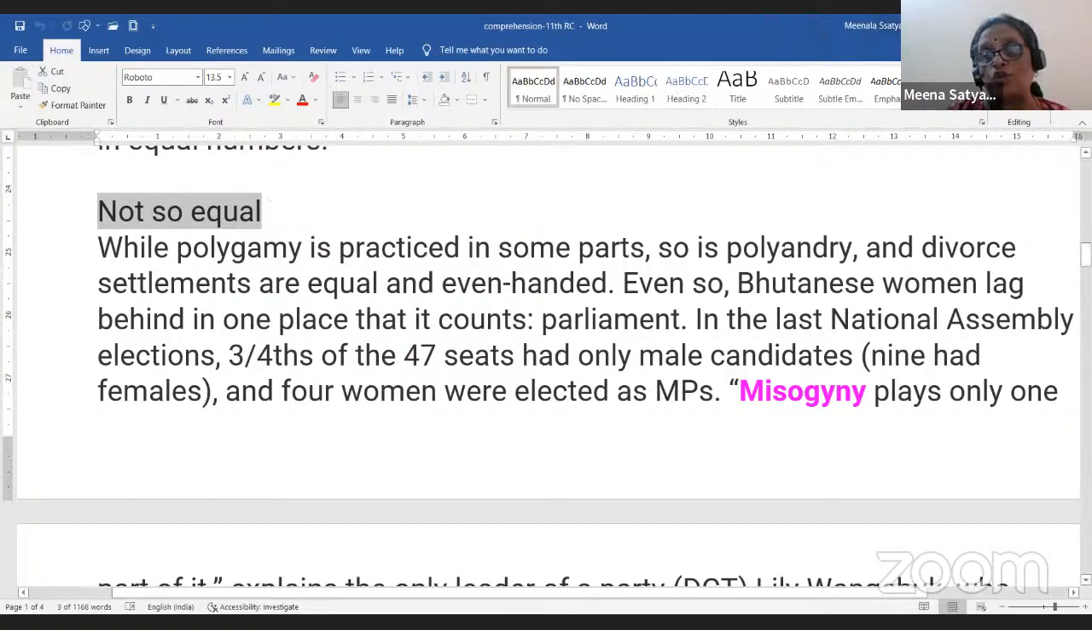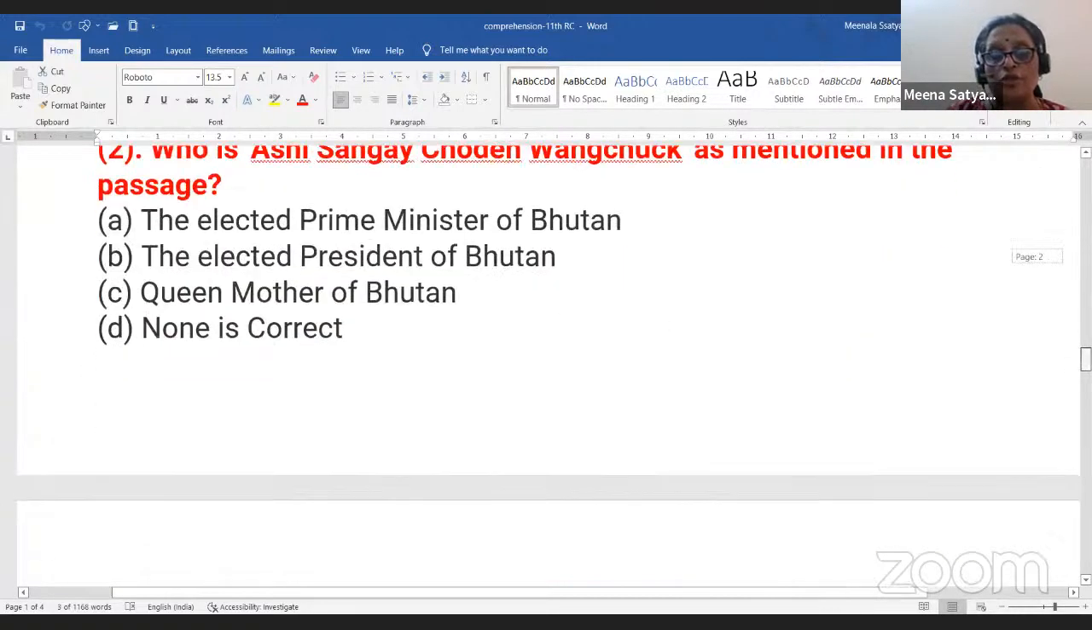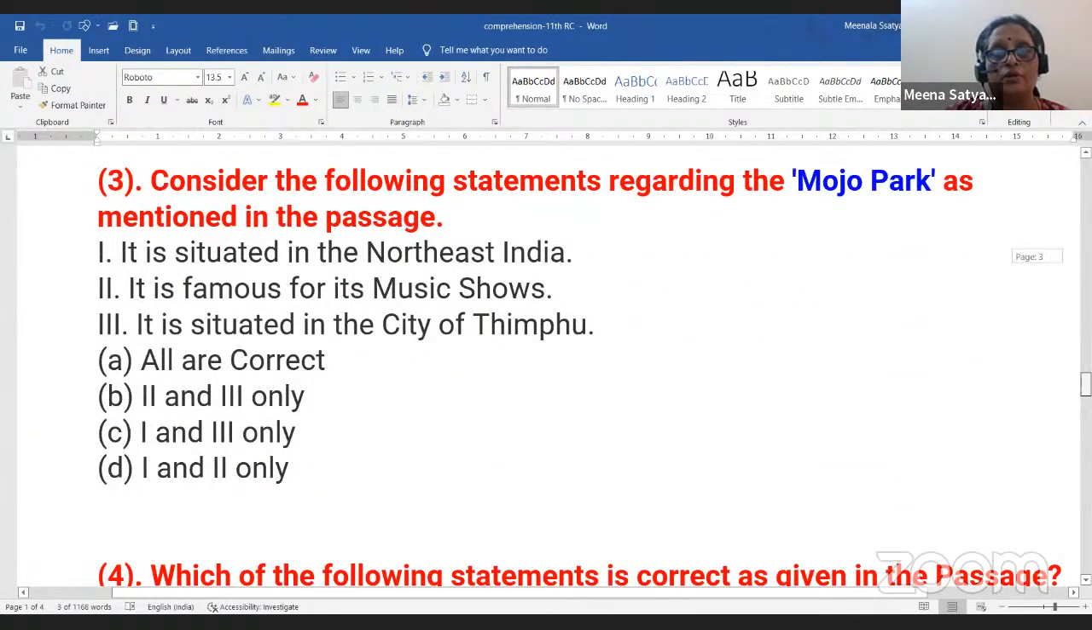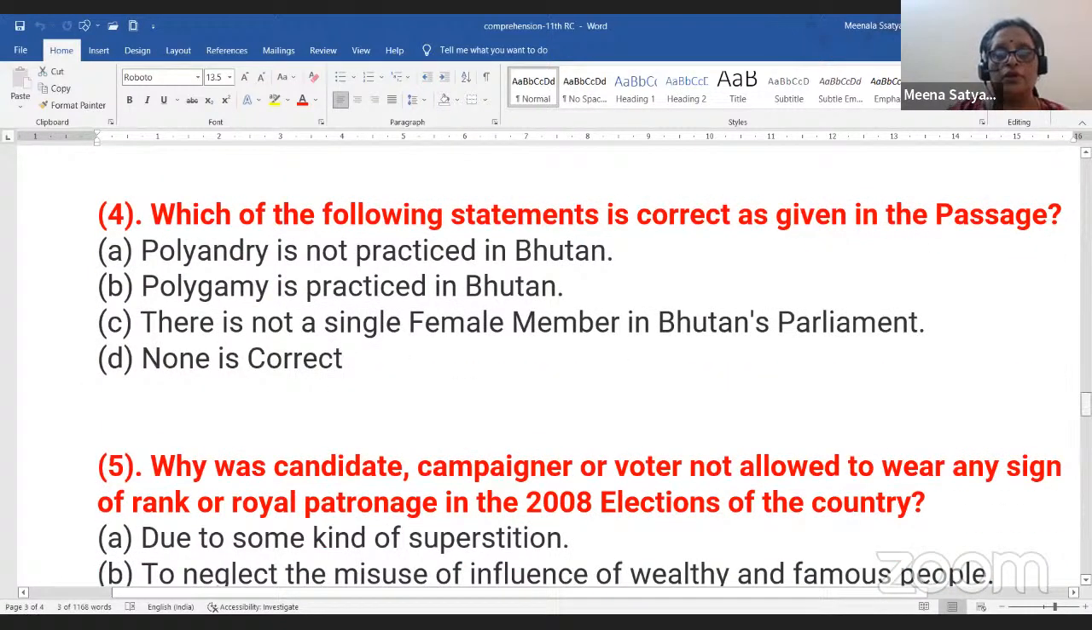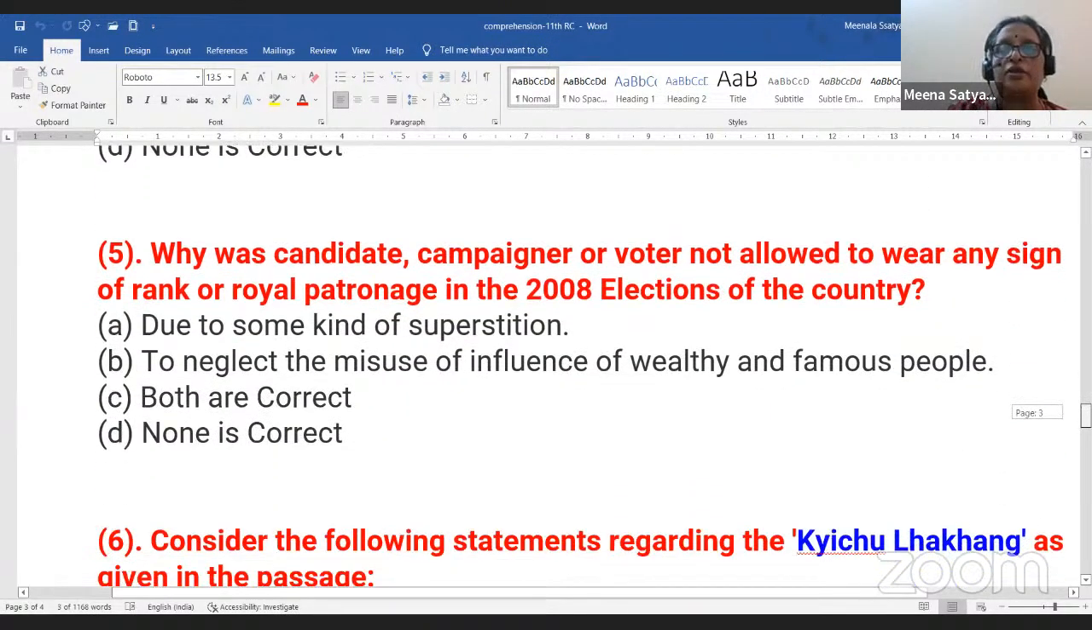There is that inequality persisting over there, but then it was very much prevalent. So now let's go back to our question. So you got your answer. Polyandry is not practiced? No, it is practiced. Polygamy is practiced. Okay, fine. There is not a single female member in Bhutan's parliament? None is correct. So polygamy is practiced is correct. So that's the answer.